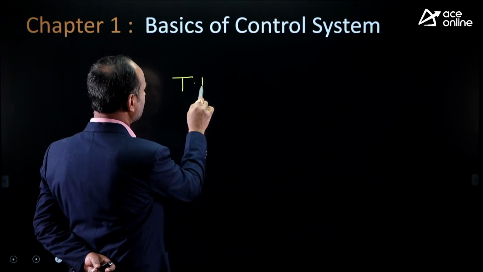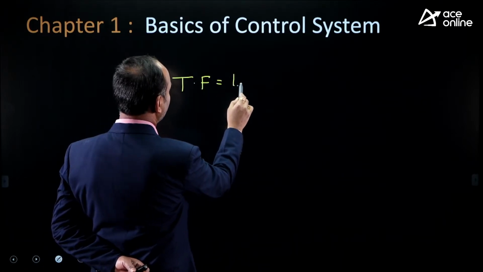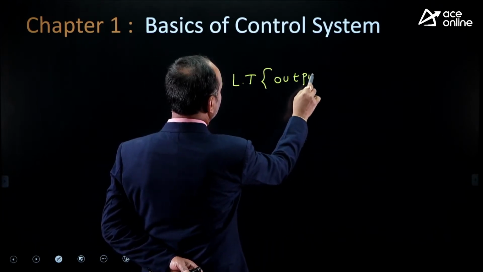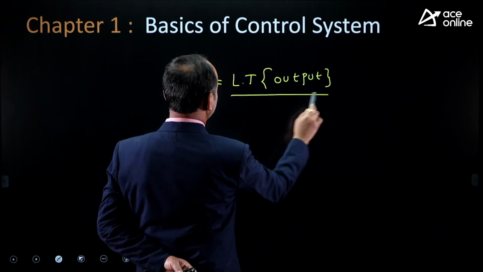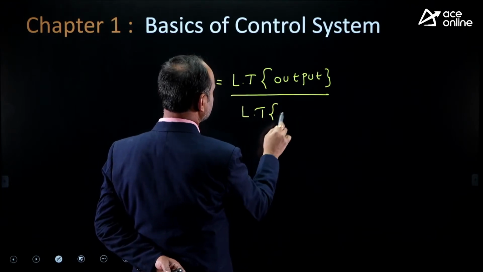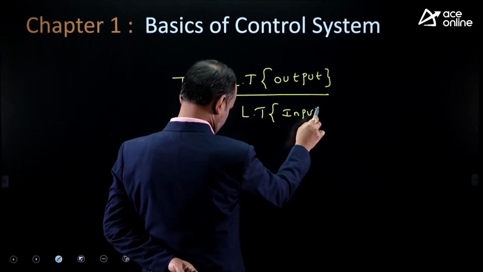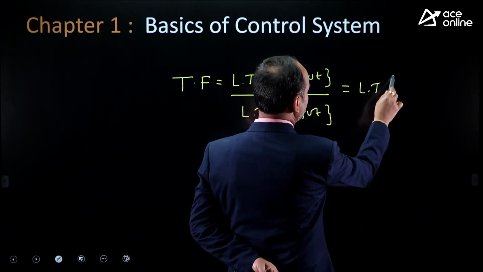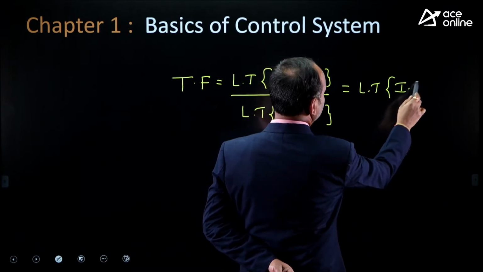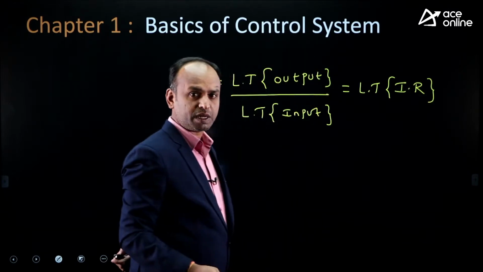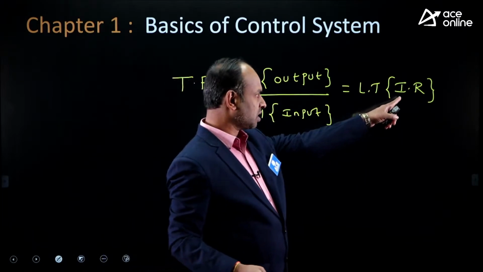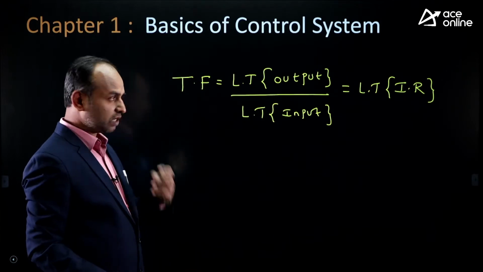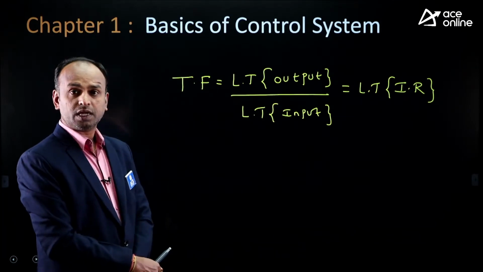There are two formulas of transfer function. First one: Laplace transform of output upon Laplace transform of input, with initial conditions assumed to be 0. And the second formula: transfer function is the Laplace transform of the impulse response. IR means impulse response. If you want the impulse response, take the inverse Laplace transform of the transfer function. That is the first thing we discuss in the basics of control system.